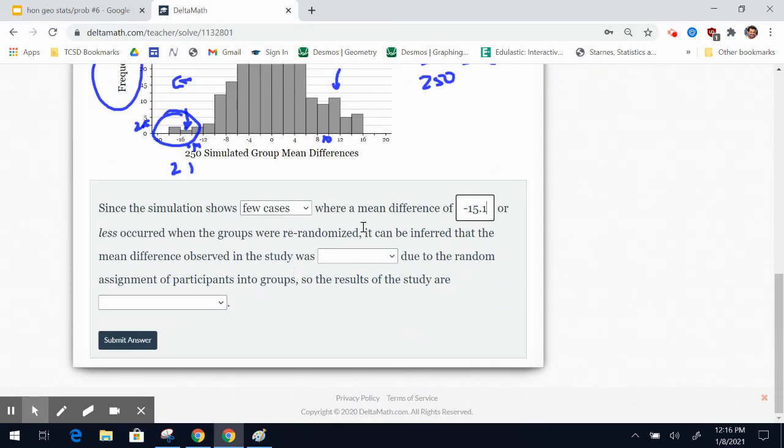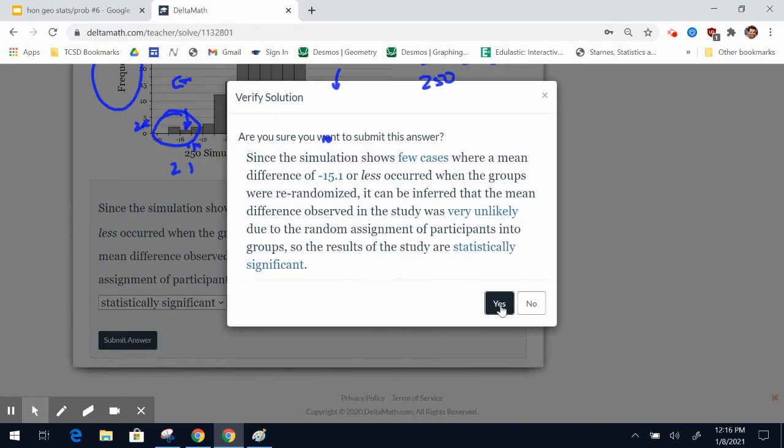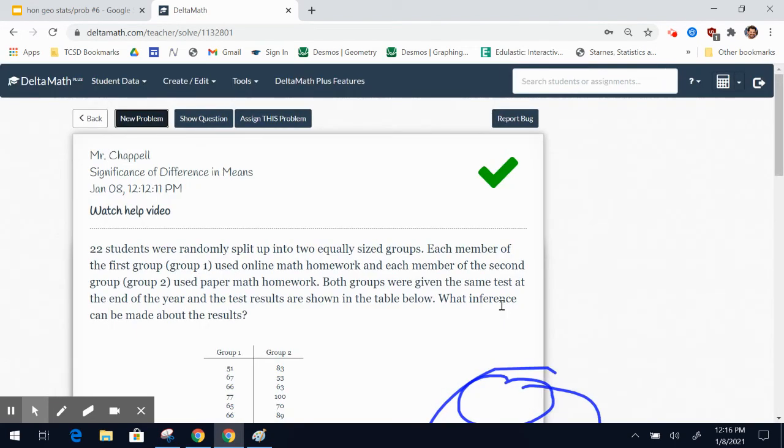So because few cases happen like this, it can be inferred that the mean difference observed in this study was very unlikely due to the random assignment. So if it doesn't happen often, you cannot say it's due to the random assignment. So the results are significant, not inconclusive, significant. So few cases mean it's unlikely to happen by chance, by random, which means it is statistically significant. There is a difference between paper and non-paper. Good. And let's do one more of these, again, trying to find one that maybe is not statistically significant.